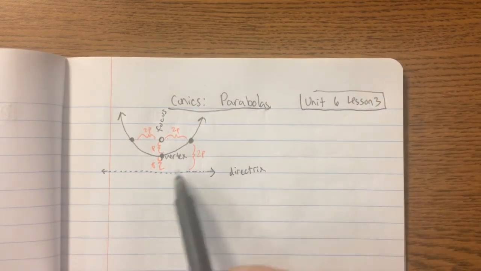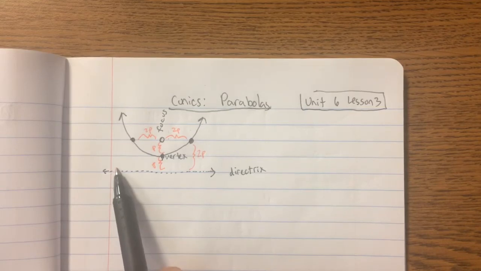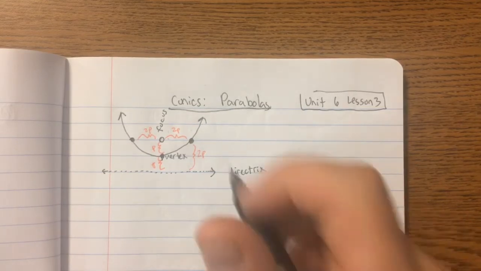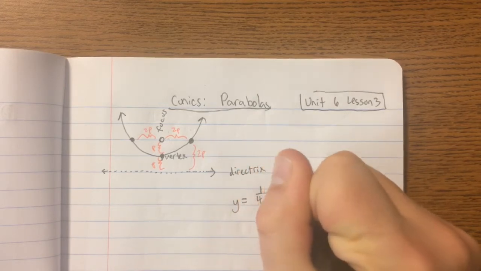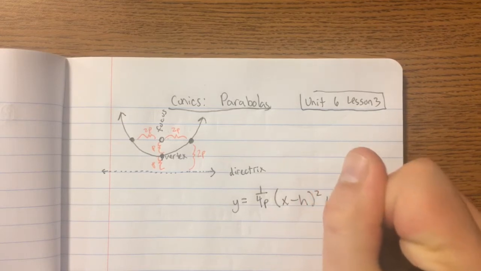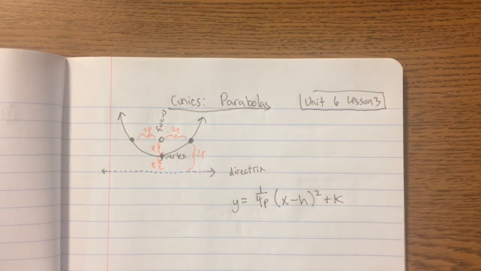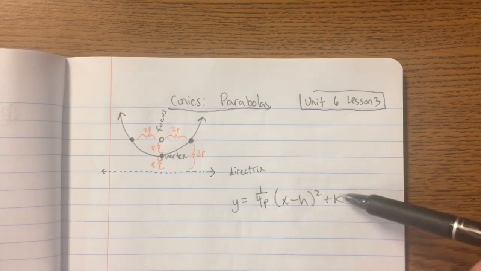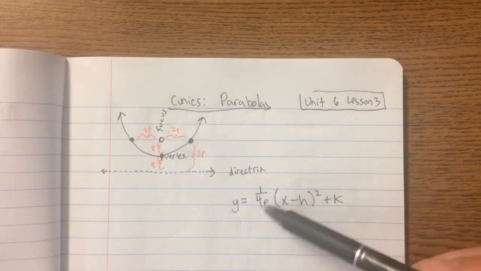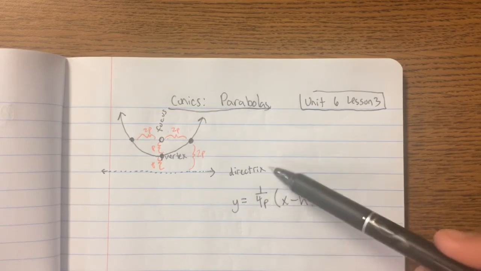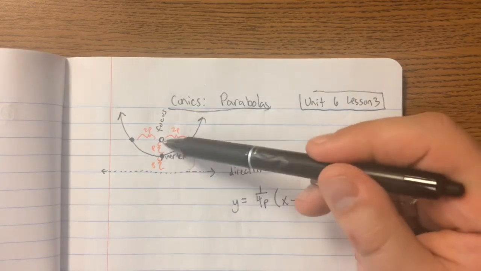So here's the equation for a parabola that has a horizontal directrix. Y equals 1 over 4p times x minus h squared plus k. So this is very similar to what you learned in Algebra 1, Algebra 2, the vertex form of a quadratic, where you have the vertex (h, k) explicitly stated in the equation. The only difference here is instead of just some arbitrary a value, we've got 1 over 4p, where p is this distance right here.